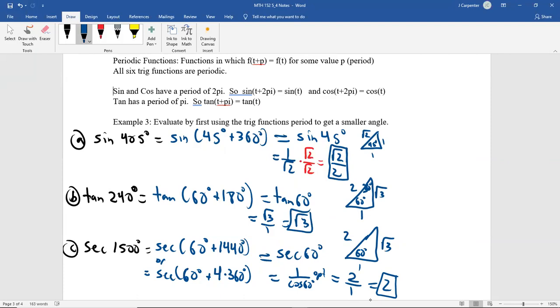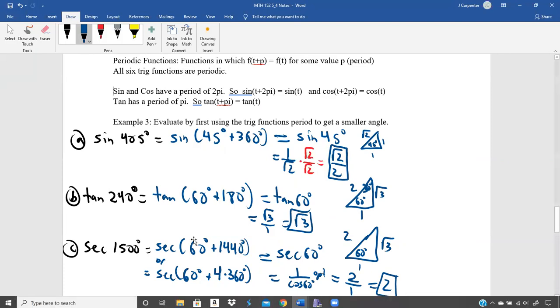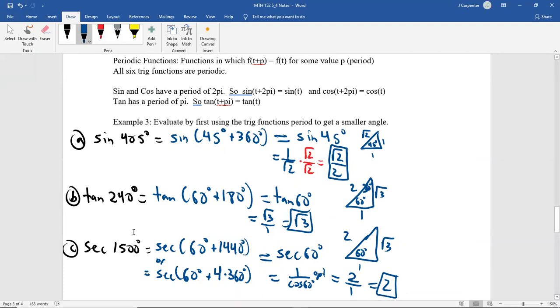So I'm a big fan of doing this right here, using the period when you're dealing with larger angles like 1500 degrees and 405 degrees. Do you have to do it with 240? I find a lot of people don't bother, especially with tangents, because a lot of people forget that the period's 180 degrees. But you can't forget that, because that's going to be an important fact moving forward in this course. I can guarantee it.